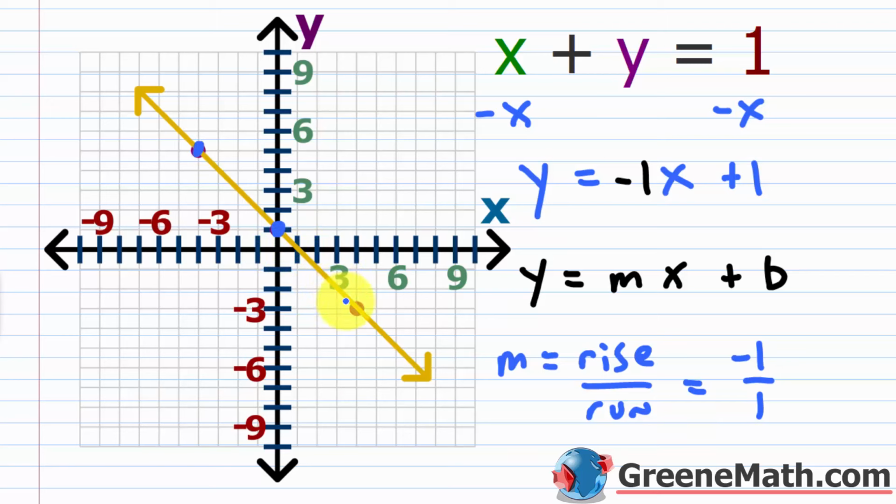I've given you this point here and this point here, but really you just need 2 points. So if I started there, I could go down 1 to the right 1 and have a point there. That's really enough to graph a line. But of course, I've already pre-drawn this, so we could have a nice clean line.